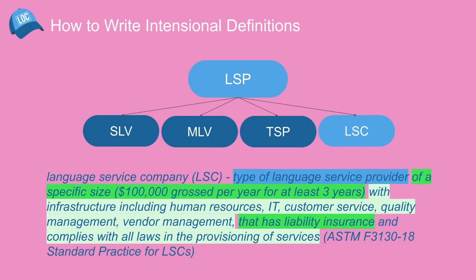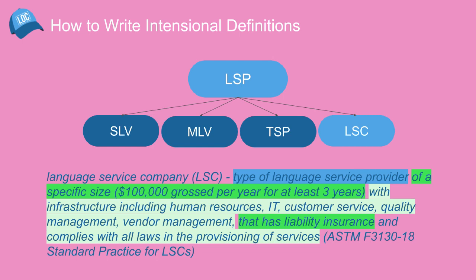How to write an intentional definition. To review, an intentional definition starts with the immediate superordinate concept to the concept being defined and then gives the delimiting characteristics that distinguish the concept being defined from its coordinate concepts. For example, in a concept system in which types of language service providers include single language vendors, multi-language vendors, translation service providers, and language service companies, the definition of language service company should situate the concept as a subordinate concept to language service provider, and then give the characteristics that distinguish a language service company from other types of LSPs.